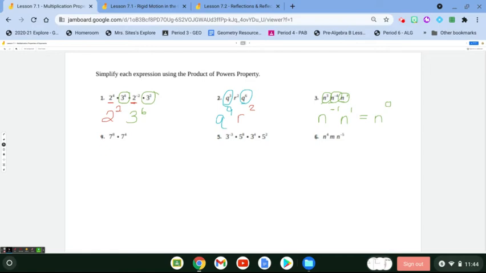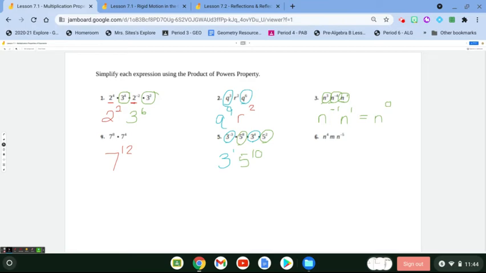For question number 4, we have two bases of 7. So we're going to keep our base of 7 and add our exponents again to get 12. For question number 5, we have two bases of 3. So negative 3 plus 4 will give us 1. And then 5 to the 8th, 5 to the second. So keep the 5. And 8 plus 2 will give us a total of 10 bases of 5.